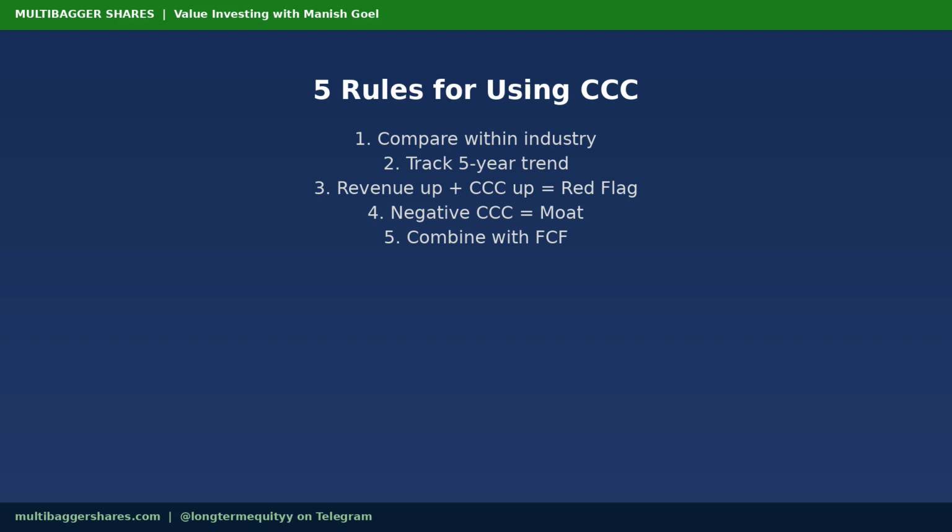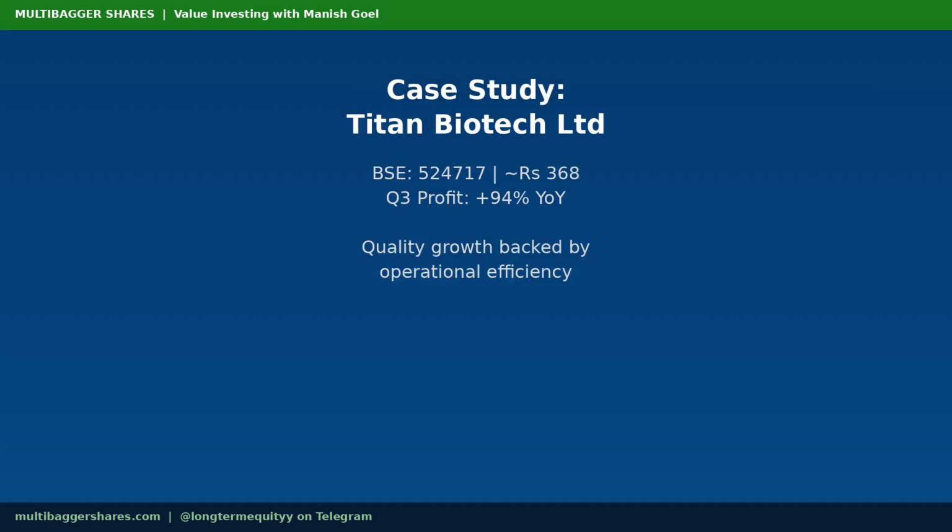Rule number 5. Combine CCC with free cash flow analysis. If CCC is improving, free cash flow should also be improving. If they diverge, CCC improving but free cash flow declining, something else is consuming cash. Perhaps heavy capital expenditures or acquisitions. Dig deeper.